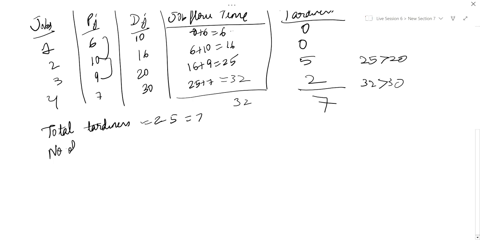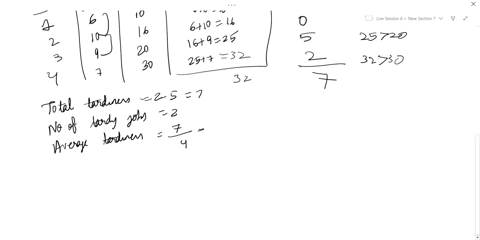If someone asks the number of tardy jobs, see, these are some of the GATE questions, so you should be clear about what is asked. Again, if someone asks what is the average tardiness, it will be 7 by the number of jobs, 7 by 4, whatever will be the answer. Then maximum tardiness, what is the maximum delay? 5 is the maximum delay. Answer is 5.